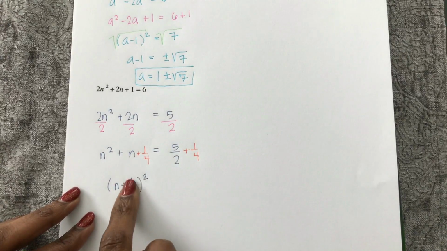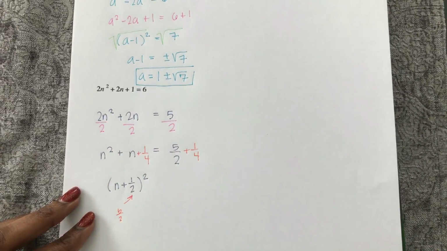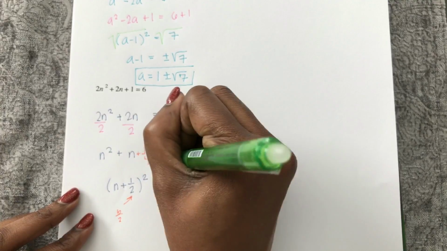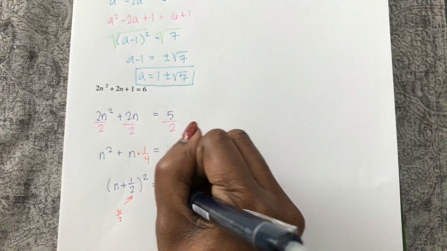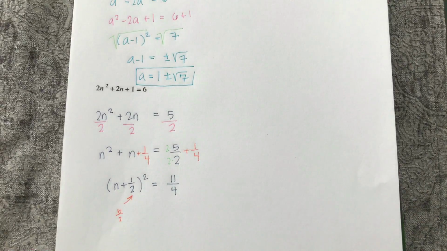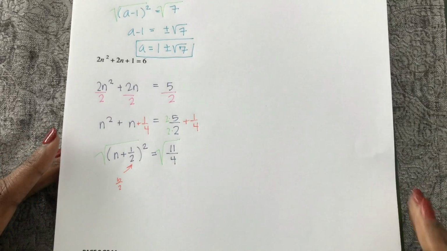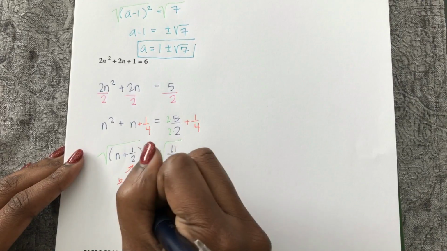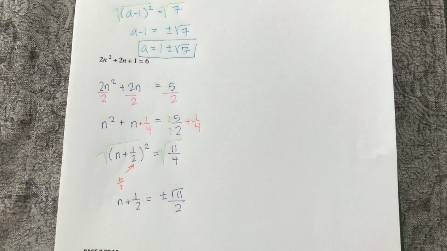Notice this is always b over 2. This is always b over 2. And if I use common denominators, times 2 times 2, that equals 11 over 4. So now, in order to cancel that square, I'm going to square root both sides. So now I have n plus 1/2 equals plus or minus square root of 11 over 2.